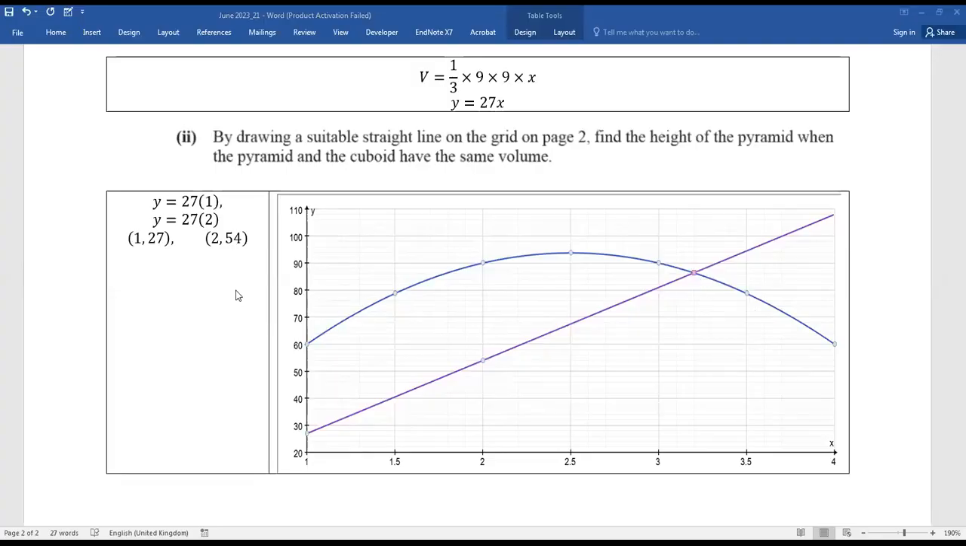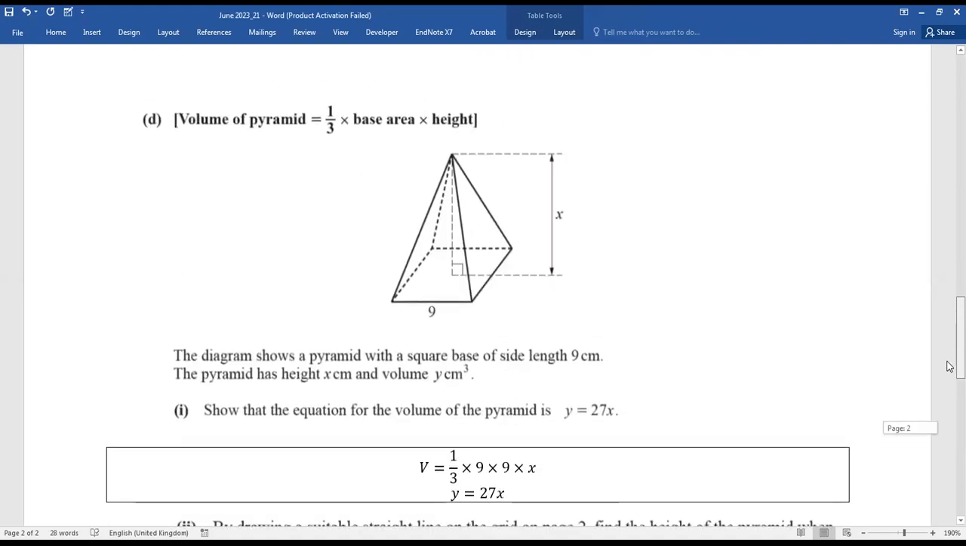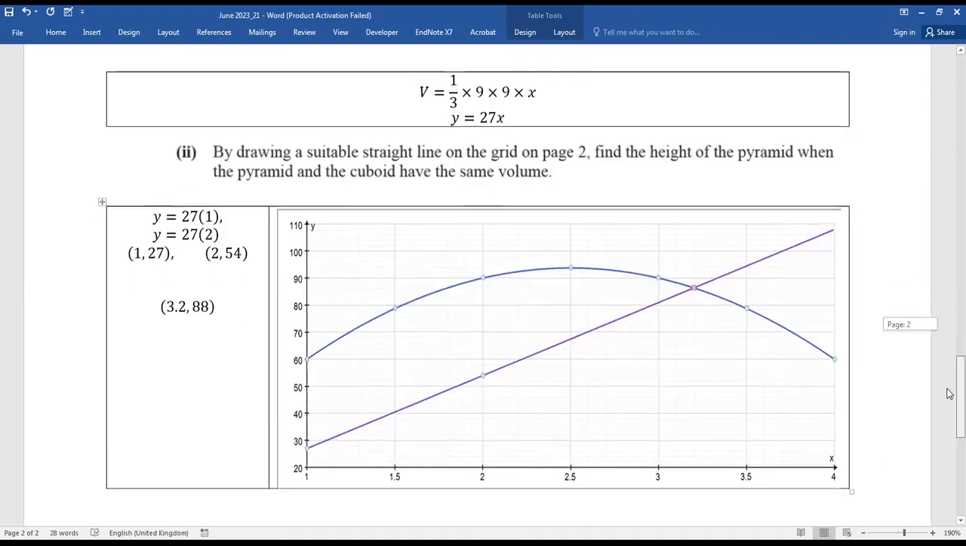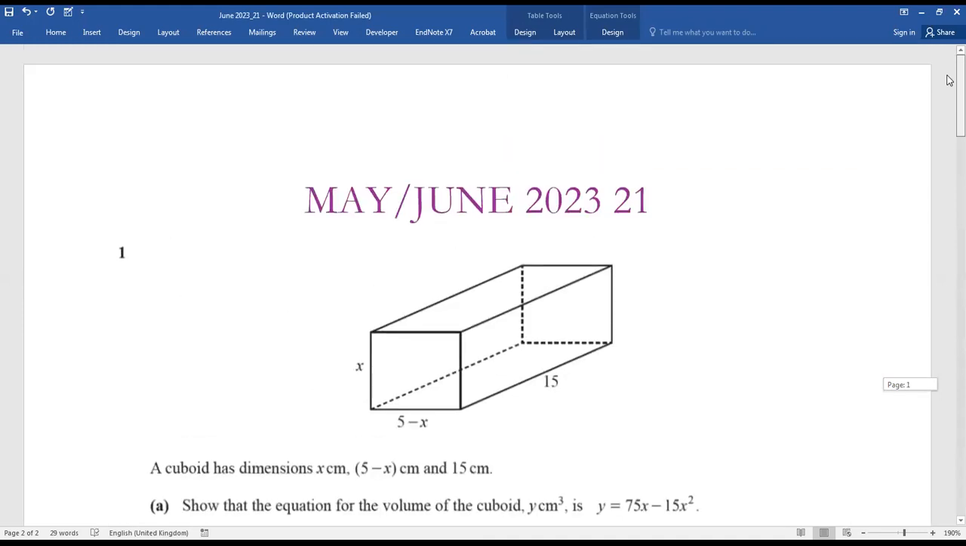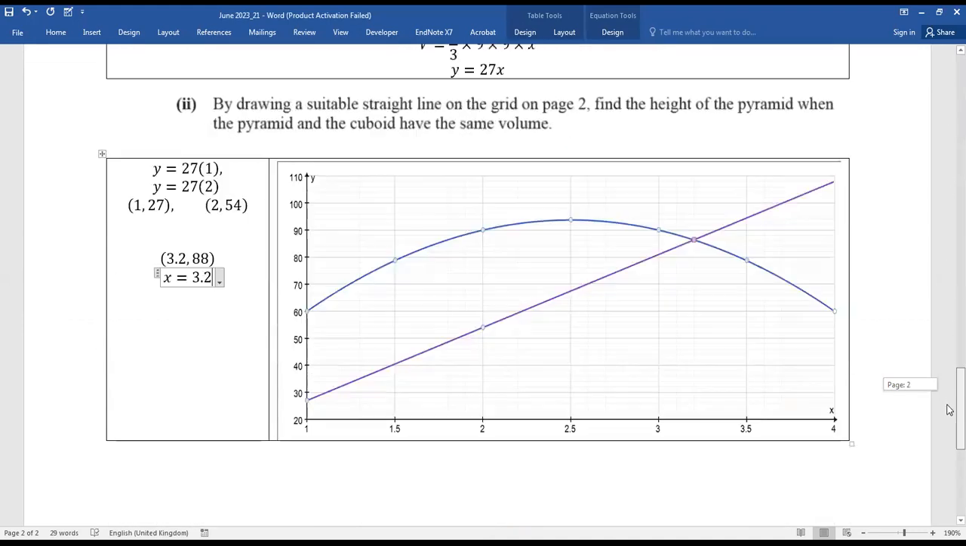The point where both the curve and the line are intersecting is 3.2 comma 88. So the question is asking us the height of the pyramid. Remember, the height of the pyramid is represented by the variable x. So the value of x is 3.2, and the volume of both the pyramid and the cuboid is the same.